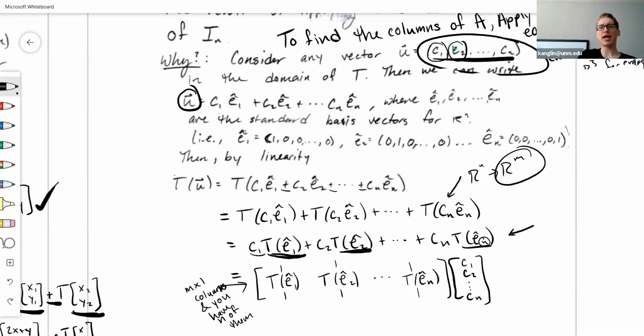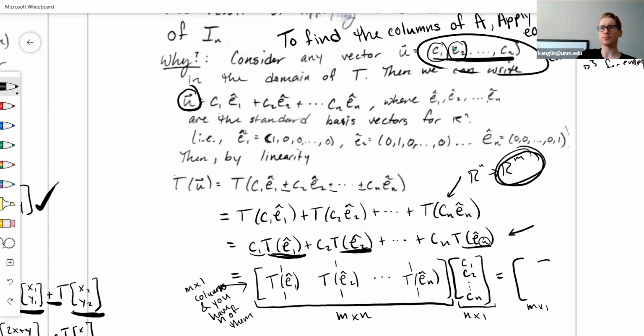So put it together, this matrix here is m by n in dimension. That matches up to multiply with this n by 1 column here to make a result that is still m by 1. It's still in the correct codomain. Right? So what have we really shown? We showed that applying T to this vector U is the same as multiplying this matrix whose columns are made out of the images of the standard basis vectors under T, just apply that to this column matrix that is really just the components of U.